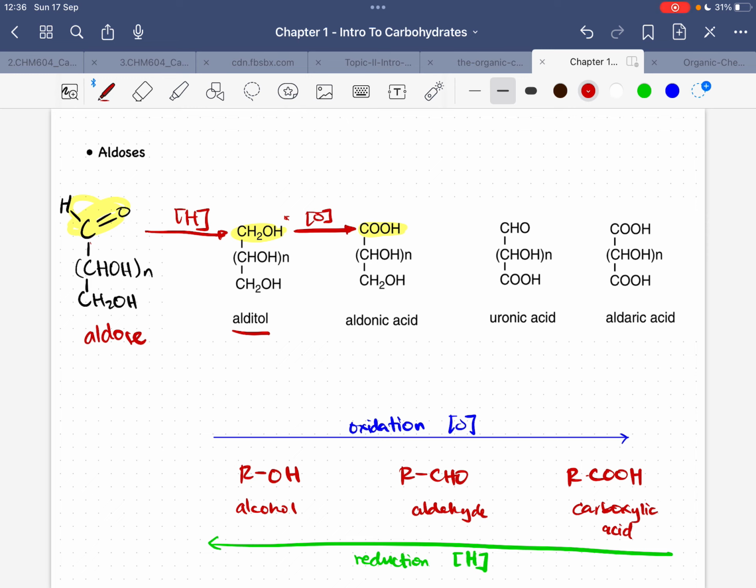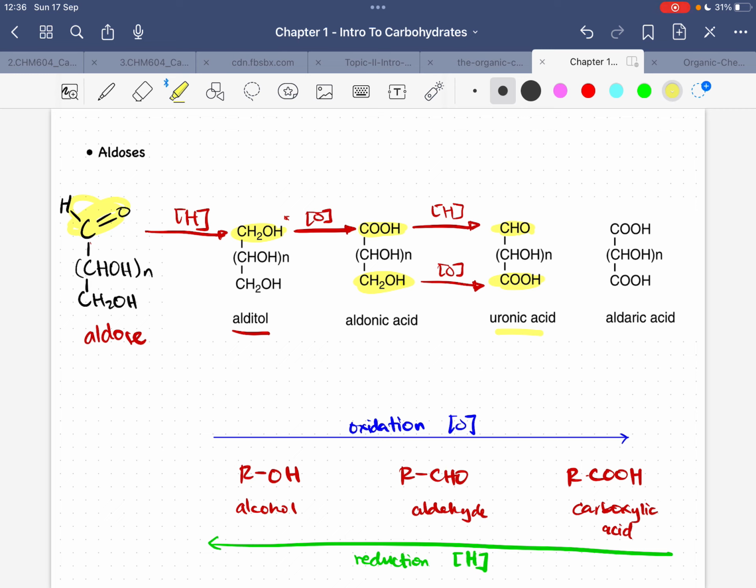And aldonic acid can be converted into uronic acid. Particularly, you need to oxidize and reduce two functionalities. One is the carboxylic acid. If you reduce it, you have an aldehyde here. And the terminal hydroxyl group, if you oxidize it into a carboxylic acid, this is now a uronic acid. This one. Uronic acid can be converted into aldaric acid.